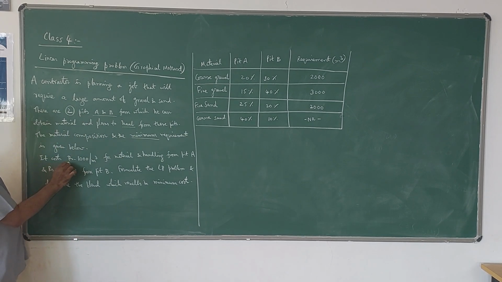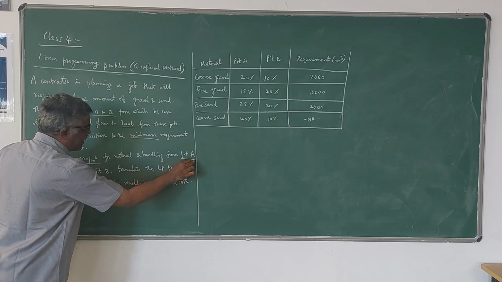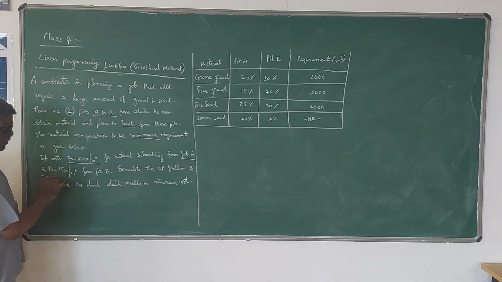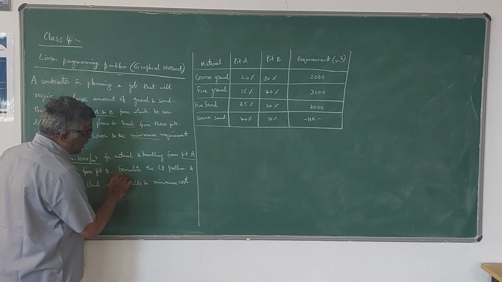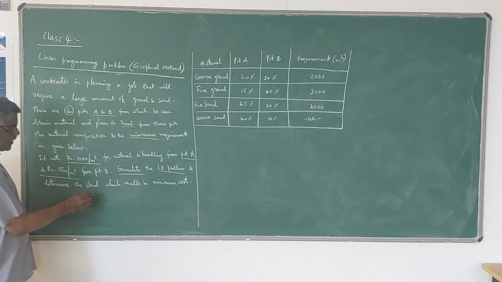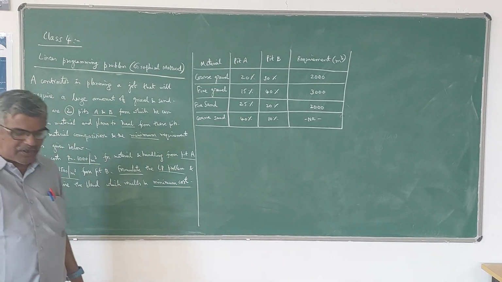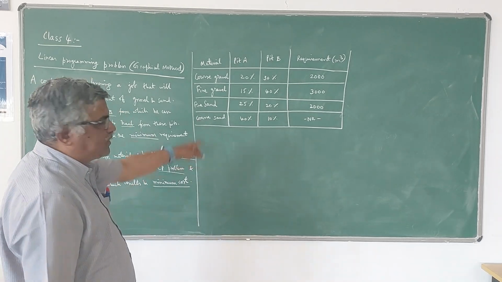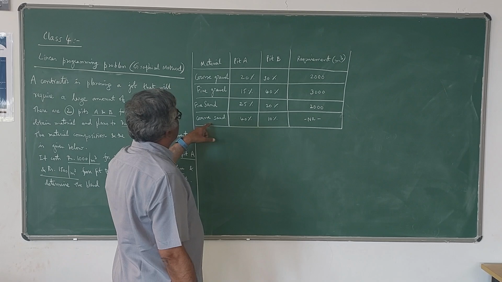It costs rupees 1000 per meter cube for material and handling from pit A and rupees 1500 per meter cube from pit B. Formulate the linear programming problem and determine the blend which results in minimum cost. So that means it is a minimization problem. He has given in a table the data like this. So the materials are listed here.